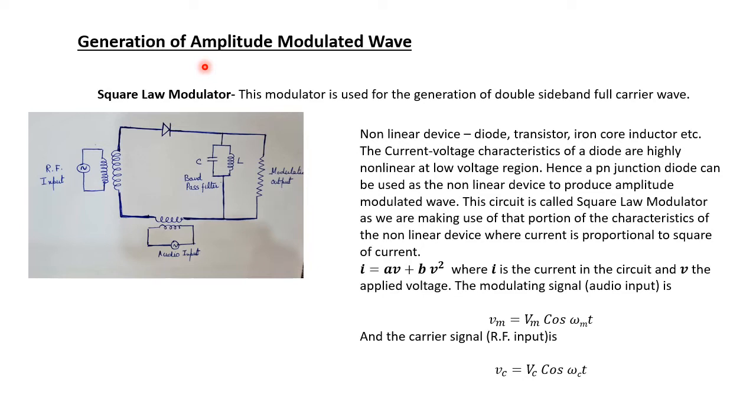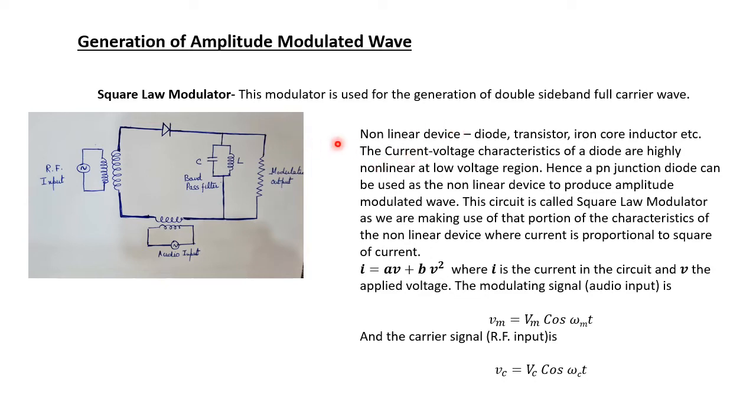The basic AM wave is double sideband full carrier wave, or in abbreviated form it is designated as DSB-FC. First we will consider the generation of DSB-FC, that is the amplitude modulated wave in which full carrier along with two sidebands is present. For generation of DSB-FC, the device is a square law modulator.